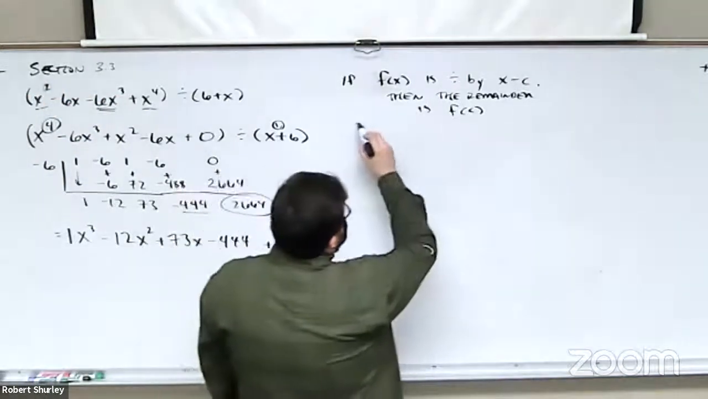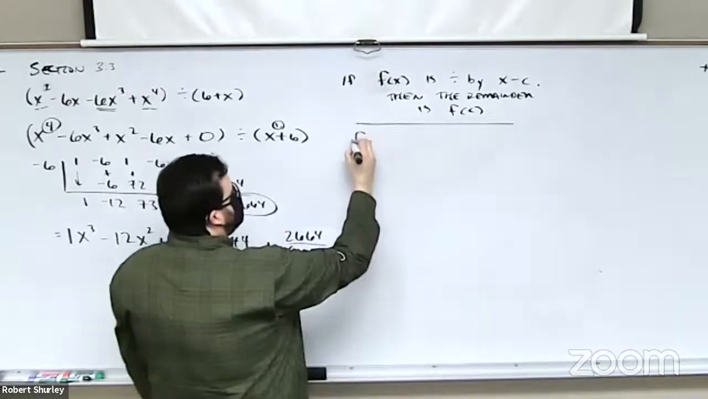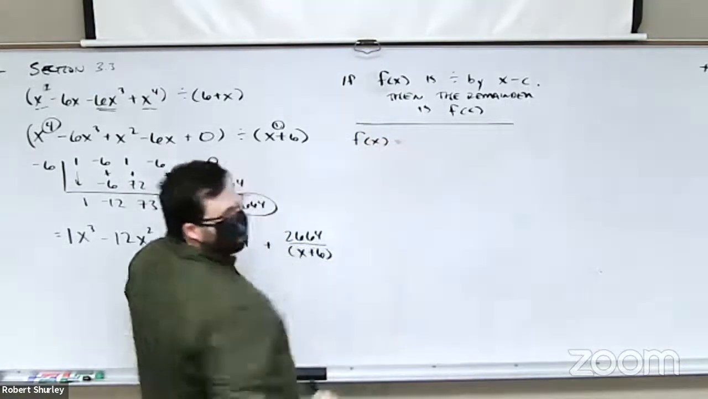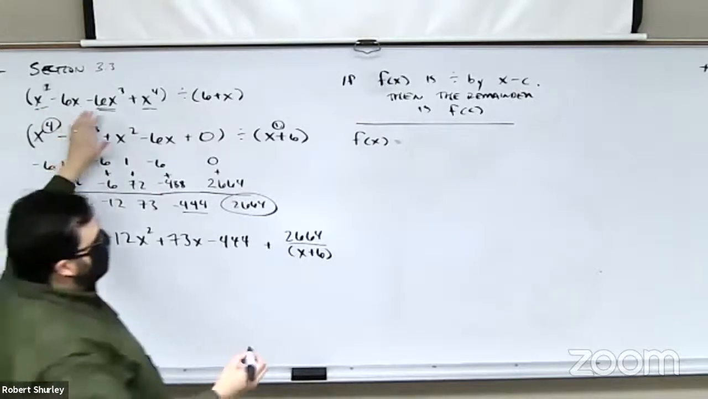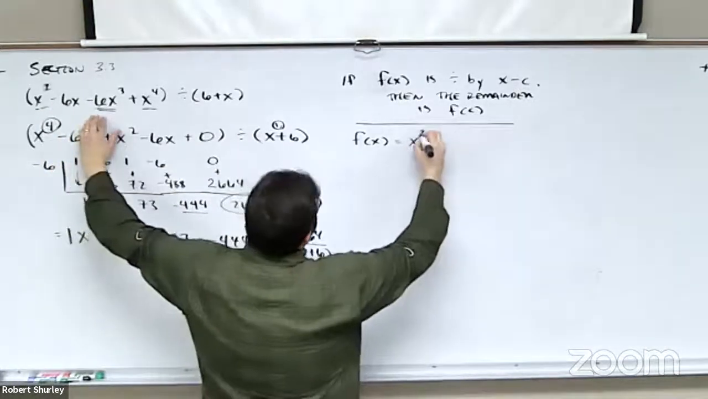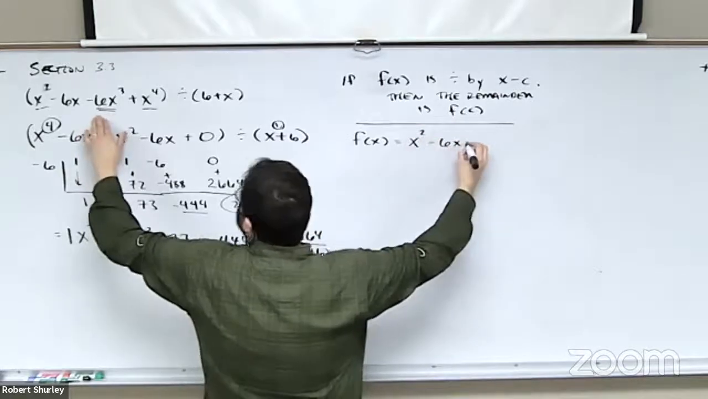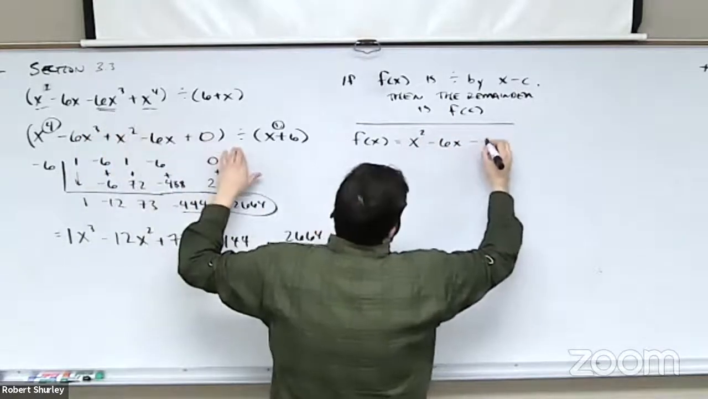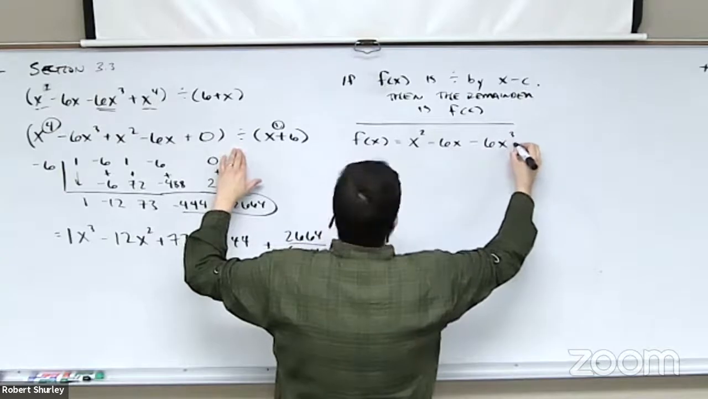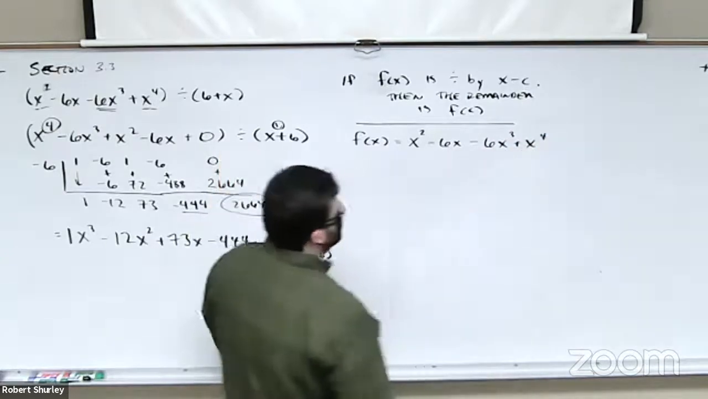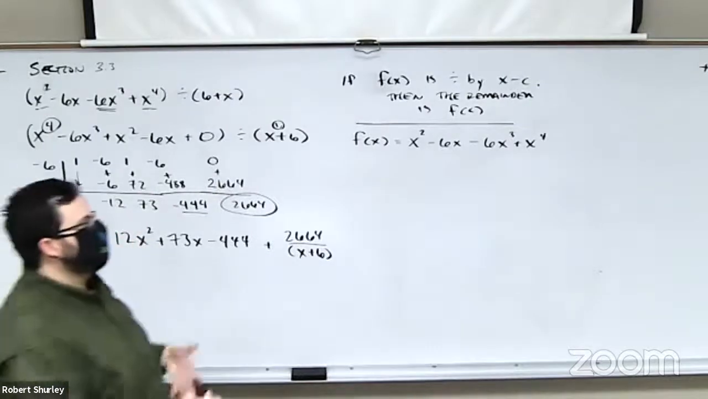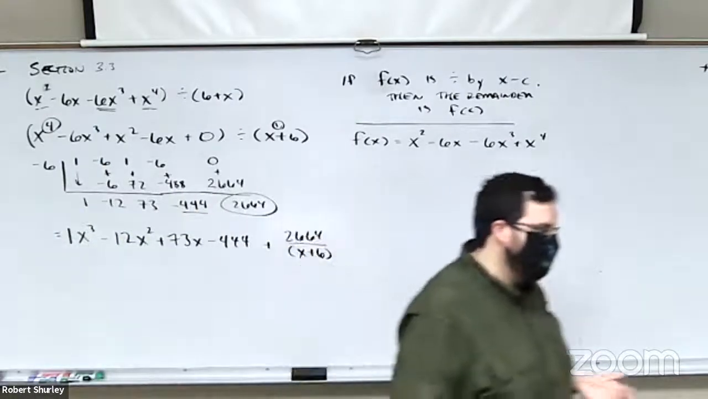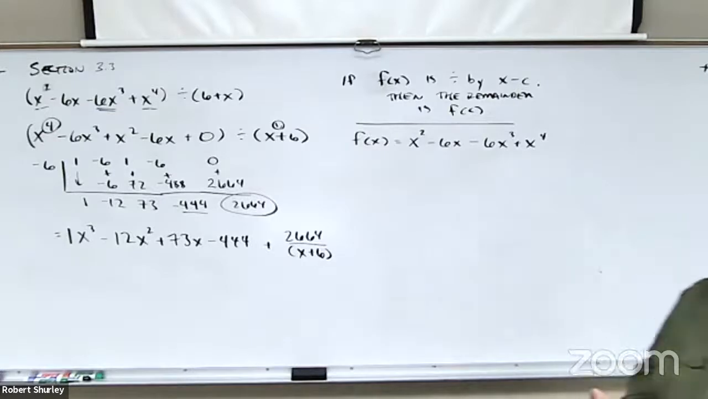So get your calculator ready. Let's say that our dividend up here was our function. And I'll use, it doesn't matter, we'll use the first one. x squared minus 6x minus 6x cubed plus x to the fourth. Let's say that was our function. And it's a polynomial function, a 4-degree polynomial function. It meets the requirements to be a polynomial.